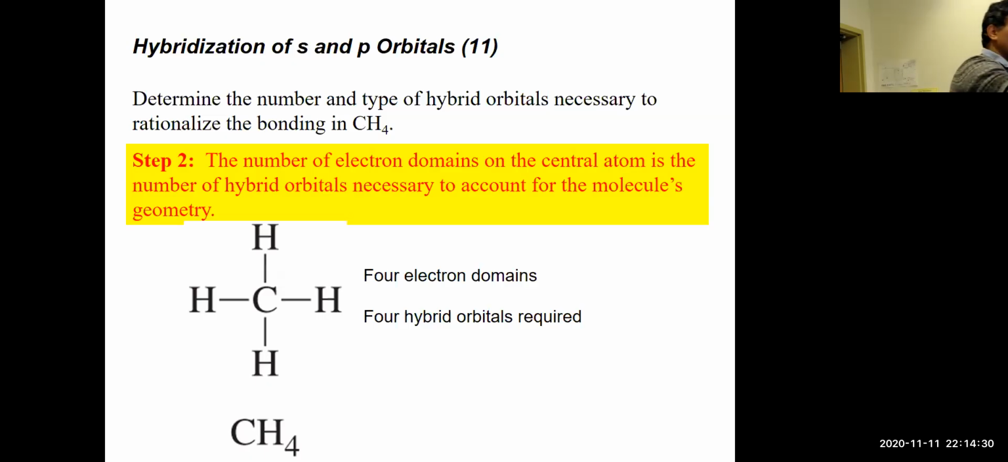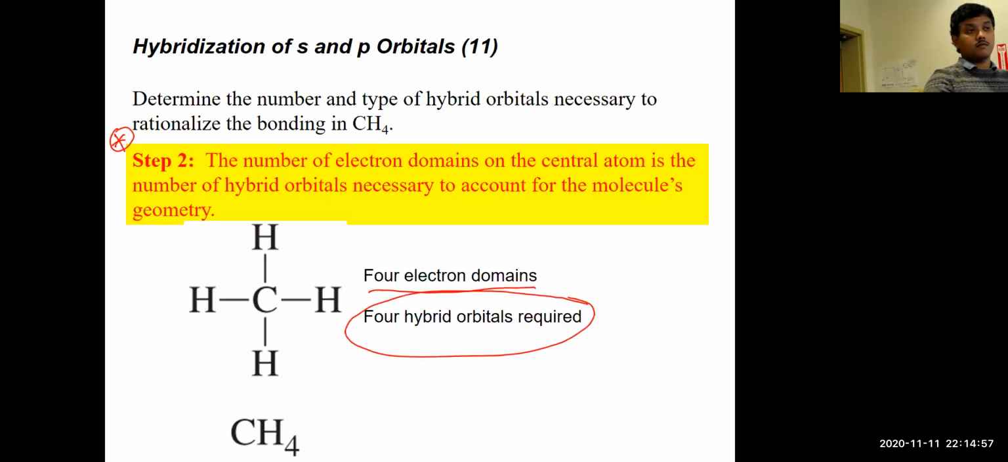So again, this is the most important information in doing these steps. Step 2 tells us that you can only create as many hybrid orbitals as there are electron domains. You can only create hybrid orbitals equal to the electron domains present in your Lewis structure. So because you have 4 electron domains, you're going to create 4 hybrid orbitals. That's what it tells you. Now let's go and work on creating 4 hybrid orbitals for carbon.